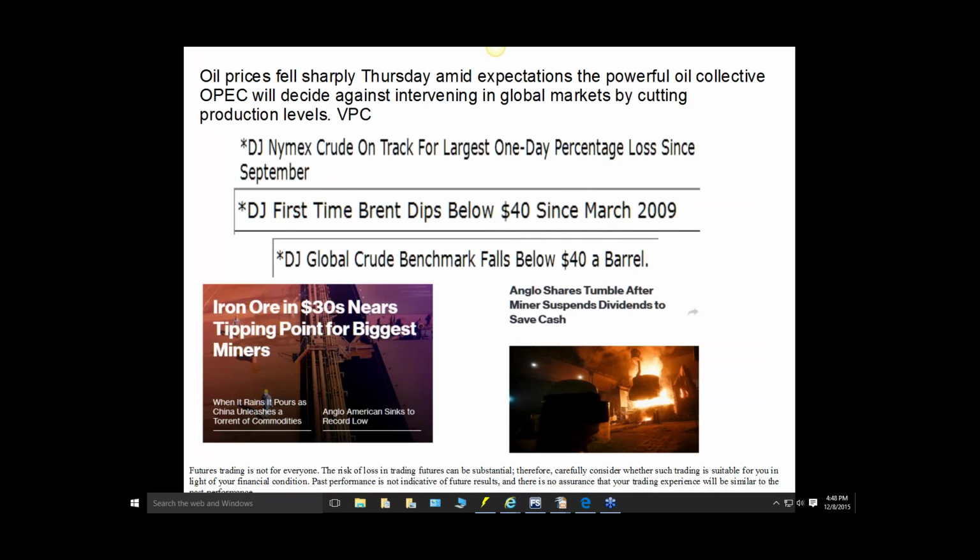So these are the headlines that we saw most of last week and this week. Oil prices fell sharply Thursday amid expectations the powerful oil collective OPEC will decide against intervening in global markets by cutting production levels. What I'm getting into next is the low interest rate environment that we have seen has increased the infrastructure to produce at an exponential rate. Although I feel certain that we would have increased infrastructure regardless of whether we had the low interest rate environment or not, I don't think we would have done it this fast.